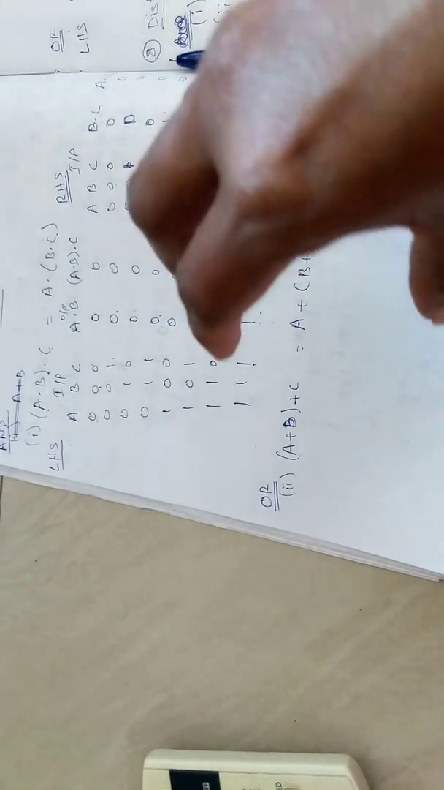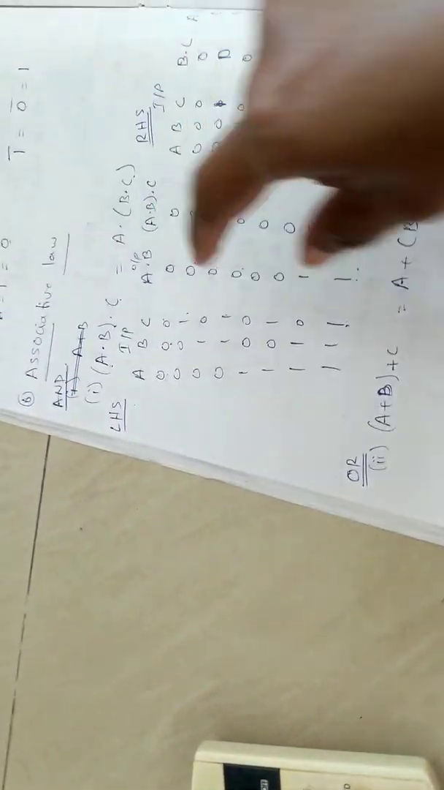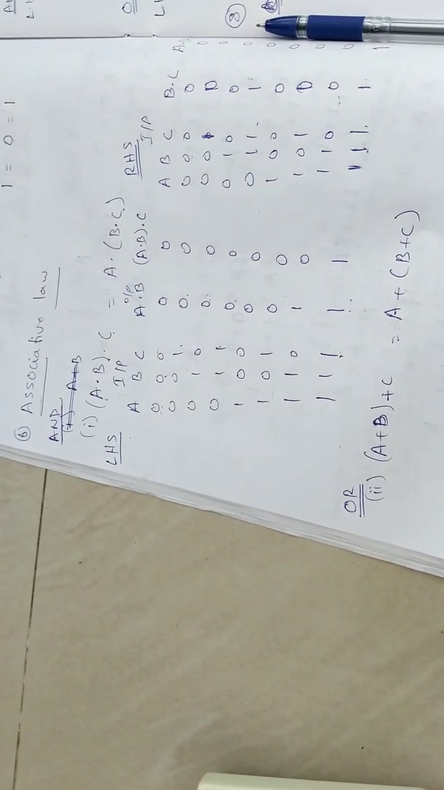Like this you have to prove it for your OR operation and submit it to me. I am not going to do it. That is your exercise. You have to do it. Try to do it. Okay, so this is your associative law.